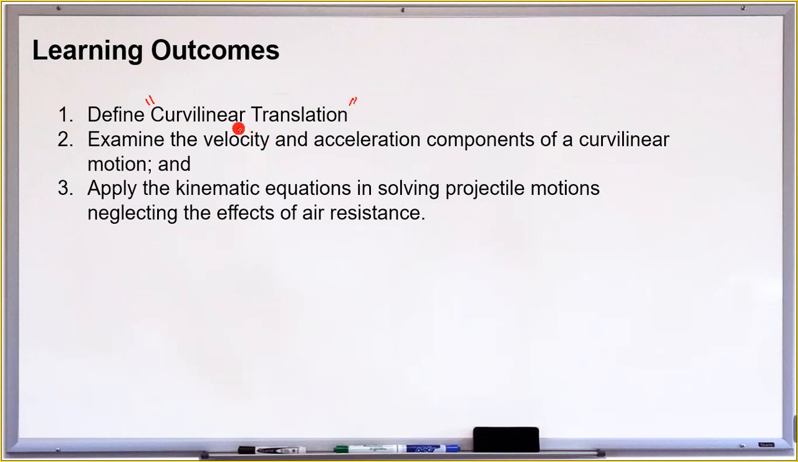So what's the difference between this concept and the previous module that we have, that is rectilinear? What's the difference between curvilinear and rectilinear? Then you'll be able to examine the velocity and acceleration components of a curvilinear motion. There's a huge difference in the magnitude and also the direction of these vectors, velocity and acceleration, in comparison to that of a rectilinear translation.